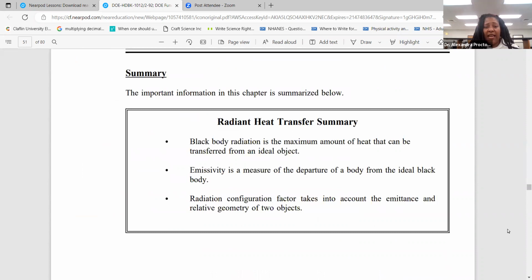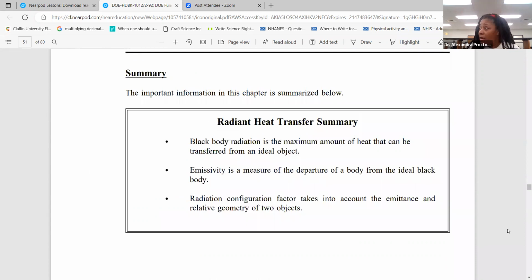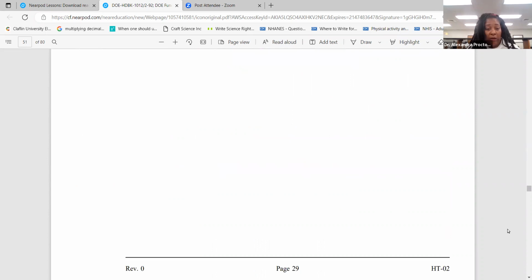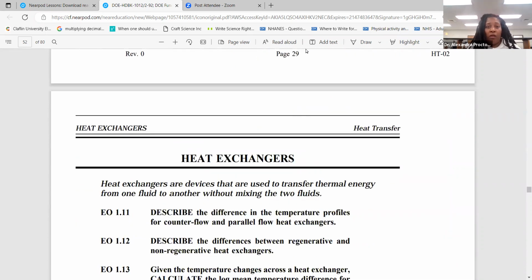Take a moment and write out any equations that you have from this chapter on the summary page for your book, because you're going to need them. So make sure you go ahead and write those equations down.